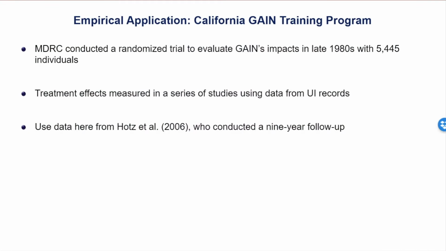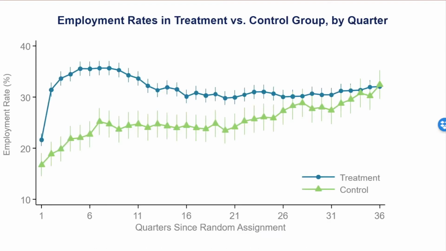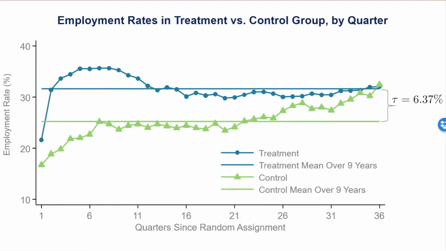There was a randomized trial to evaluate these impacts in the late 80s with 5,400 individuals. And the treatment effects are measured in a series of studies using data from unemployment insurance records. So when we look at what happens, we can look at, for the treatment group and the control group, what happens to their employment rates over time by quarter following the treatment. And what we see is that the treated units do very well early on. Eventually, the control units end up looking like the treatment units, but there's a short-term impact, a medium-term impact that lasts over many quarters. And if you look at the average effect over time, there's a 6.37 increase in the employment rate for the treatment group over this whole period.